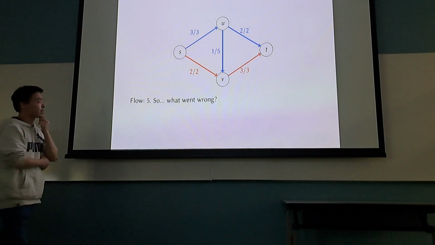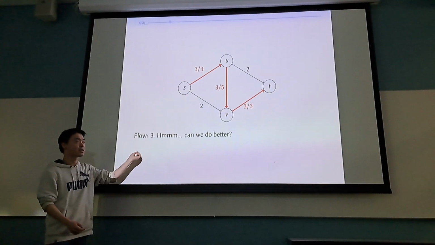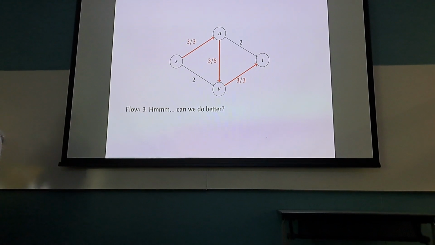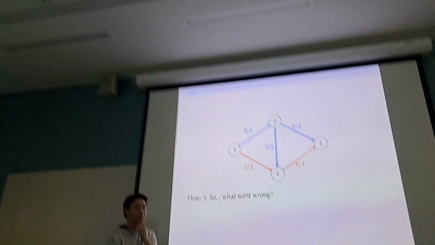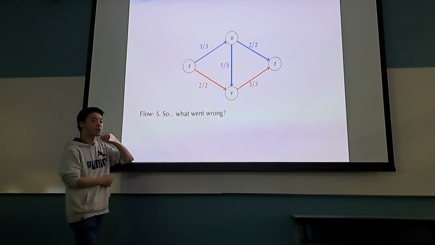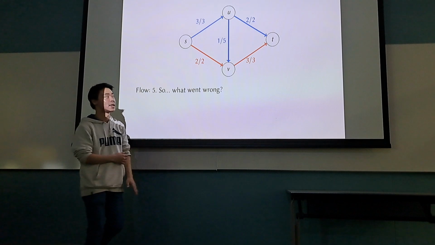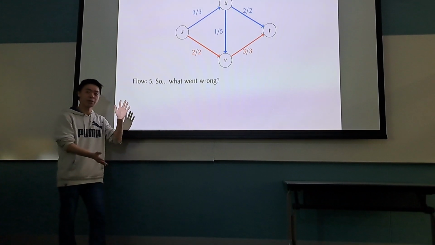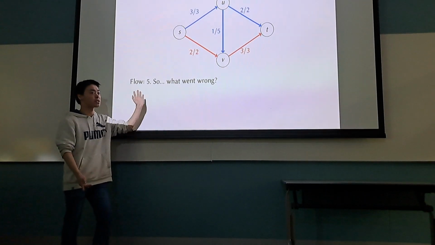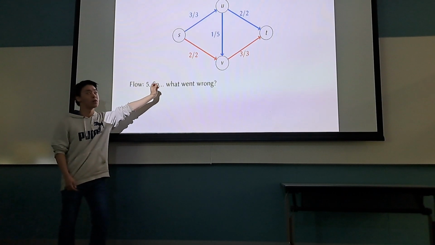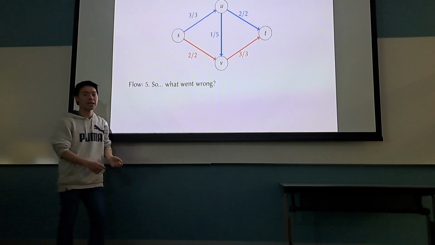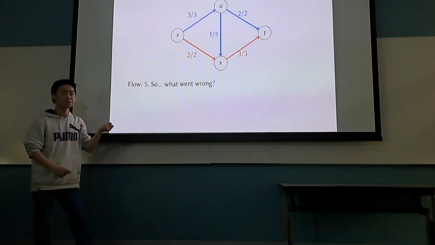So the question here is, we started off with the original path that we chose, and we said the flow was 3, but what went wrong here? The issue is that we arbitrarily picked a path from S to T, and said, okay, this is the path we're going to take. But all of the other possible paths were blocked out because either U has no more flow or V has no more flow. And as a result, we couldn't have any more paths from S to T.